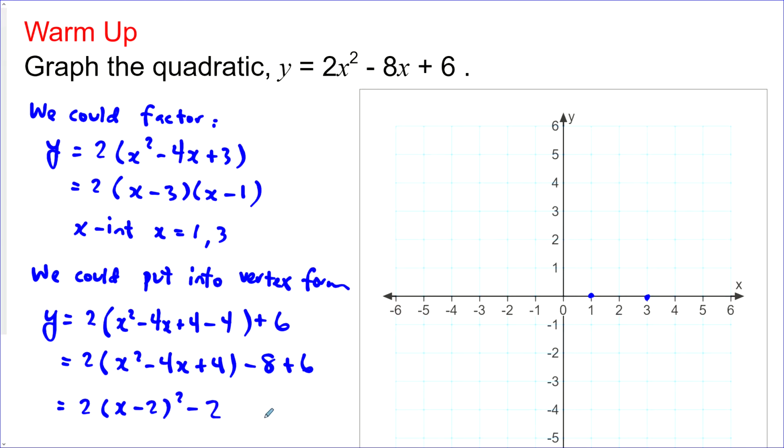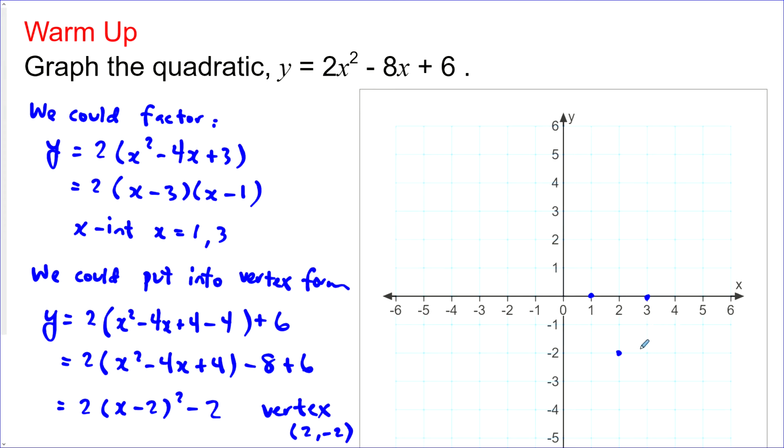And this gives us a vertex of 2, negative 2. So that would be down here. From here, we can also see that this quadratic is vertically stretched by 2. So normally it goes over 1 from the vertex and up 1. In this case, because it has a positive leading coefficient.